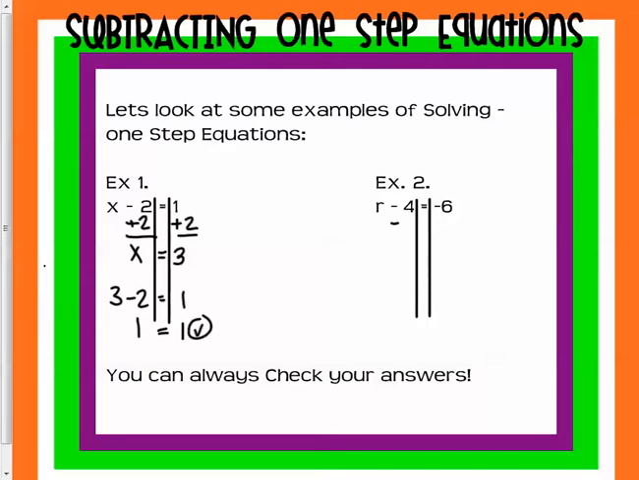Over here we have a negative 4, so we're adding 4 because it's the inverse. And r equals negative 2. Let's plug it back in. Negative 2 minus 4 equals a negative 6. So negative 6 does in fact equal negative 6. Because remember, same signs, keep them and add them.